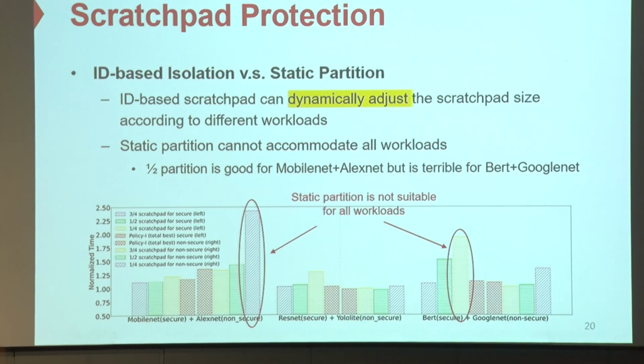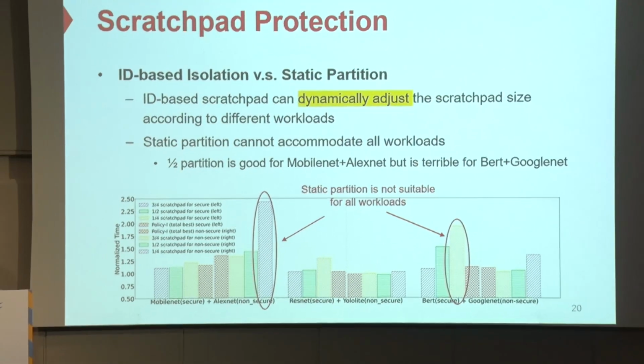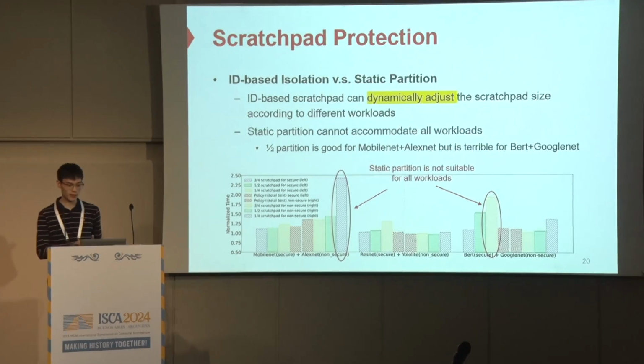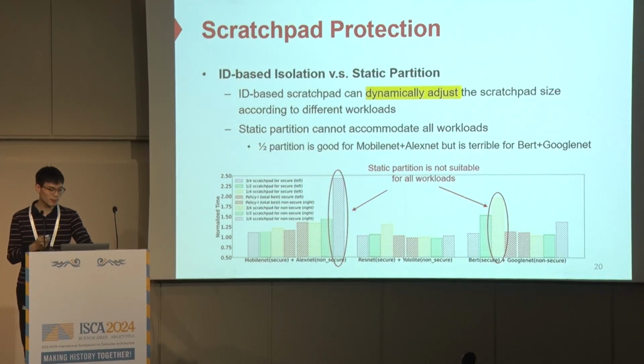Second, we demonstrate how ID-based scratchpad isolation can well fit different ML models. We run 2 ML workloads concurrently within 3 groups. ID-based scratchpad isolation can dynamically adjust the scratchpad size according to different workloads. However, the static partition cannot accommodate all workloads. For example, the HEAP partition is good for MobileNet with AlexNet, but it's terrible for BERT with GoogleNet.